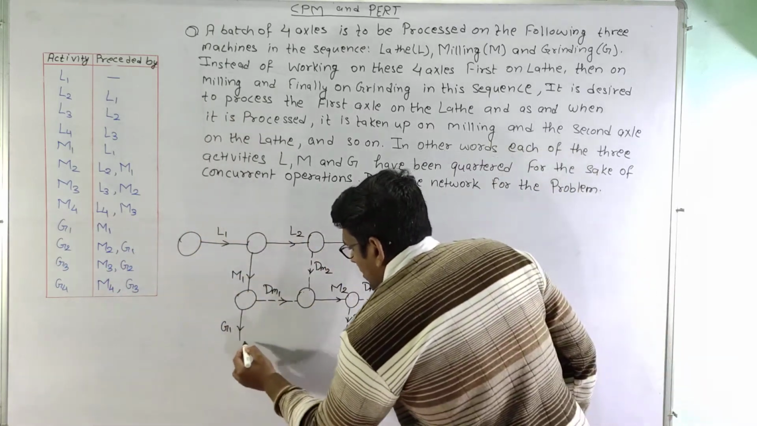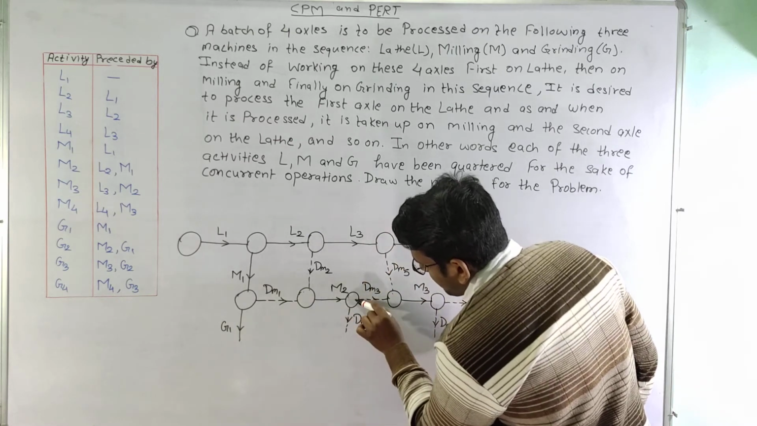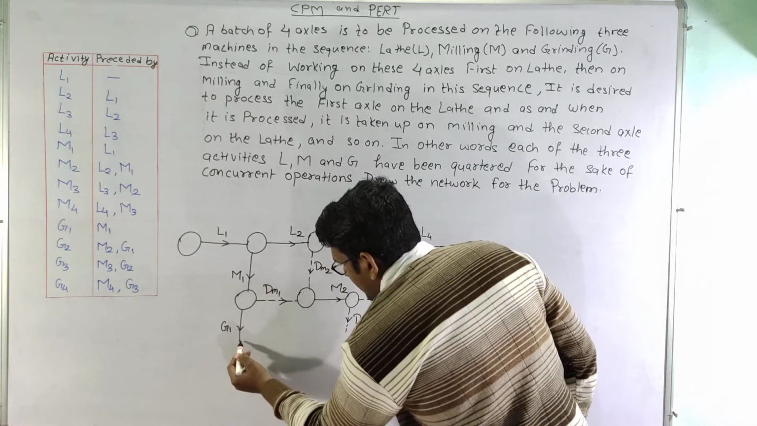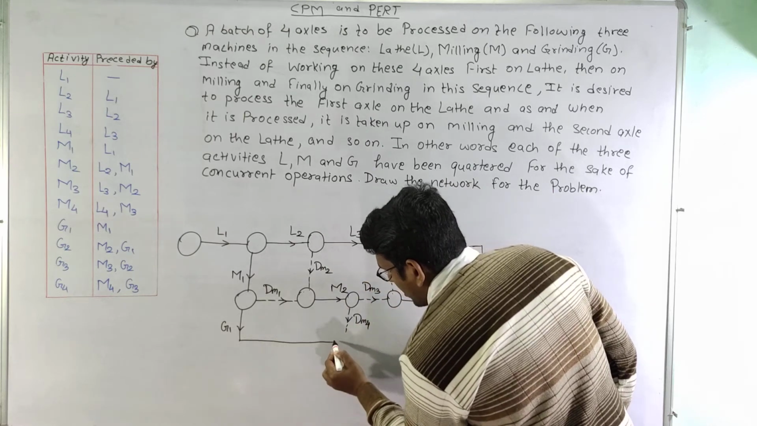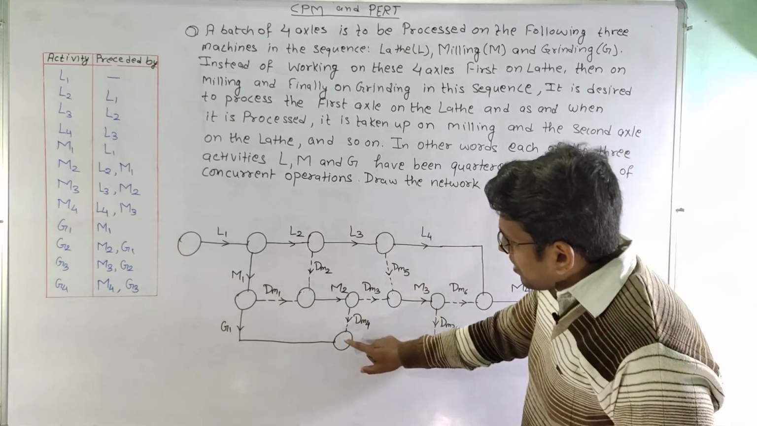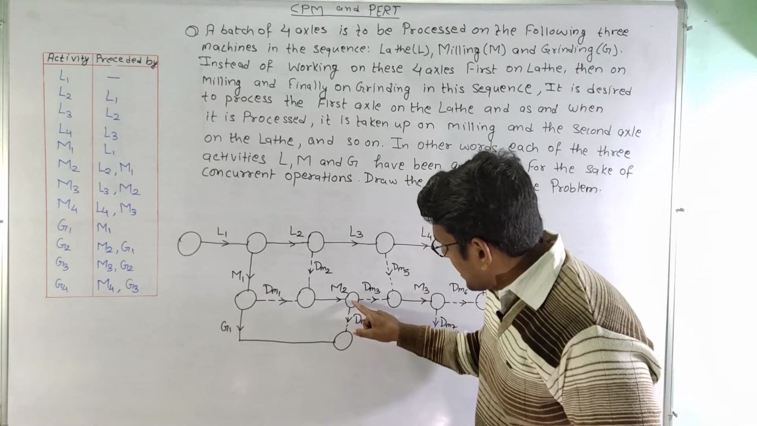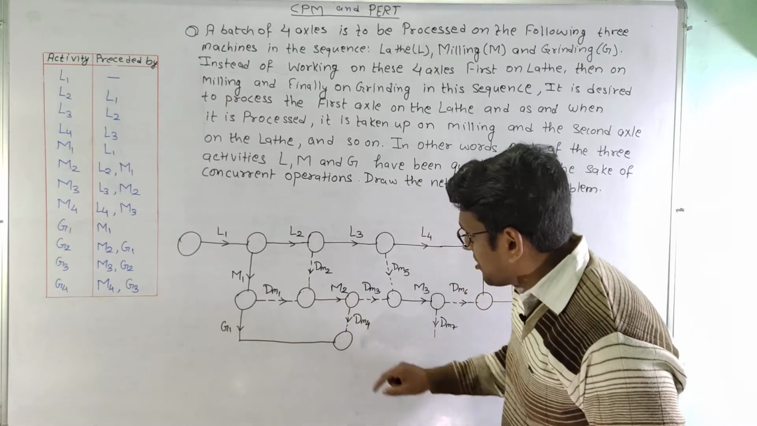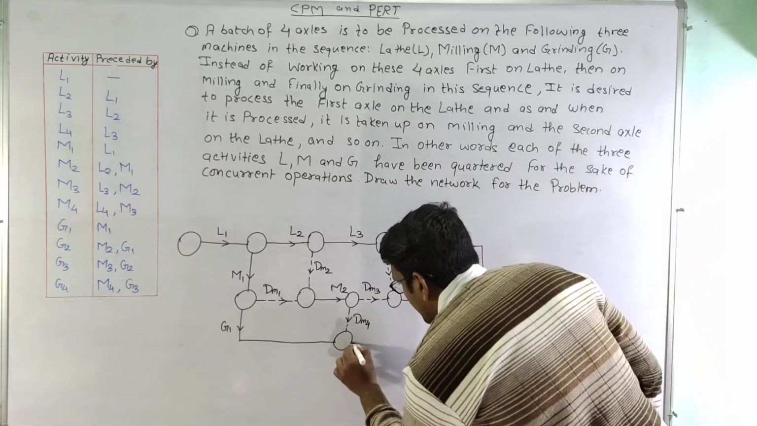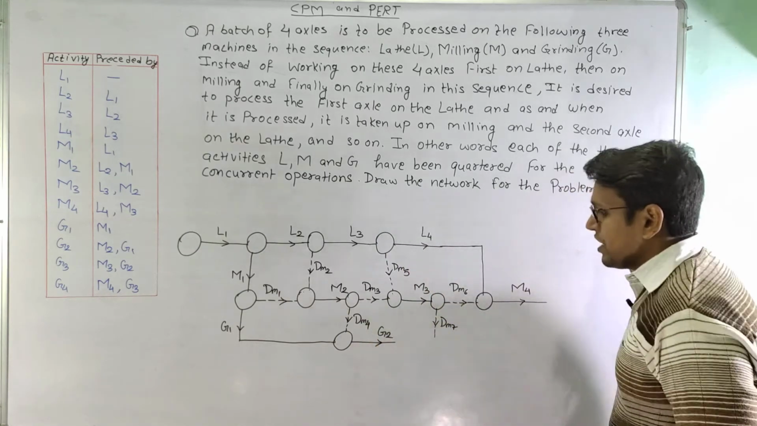Now moving to activity G2, it is preceded by M2 and G1. We already have drawn the dummy activity from M2, and this is activity G1. So we will converge these two activities, and at this particular node we can see that activity G1 and activity M2 are completed. So we can start activity G2 here. So activity G2 has been started.